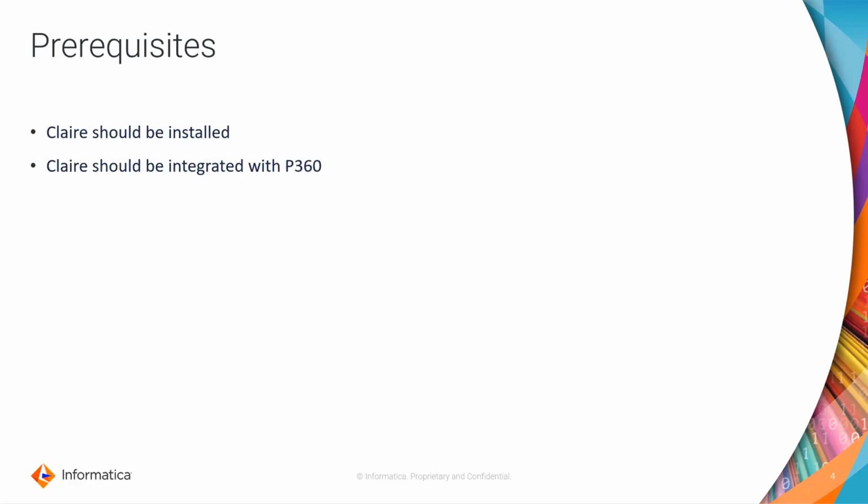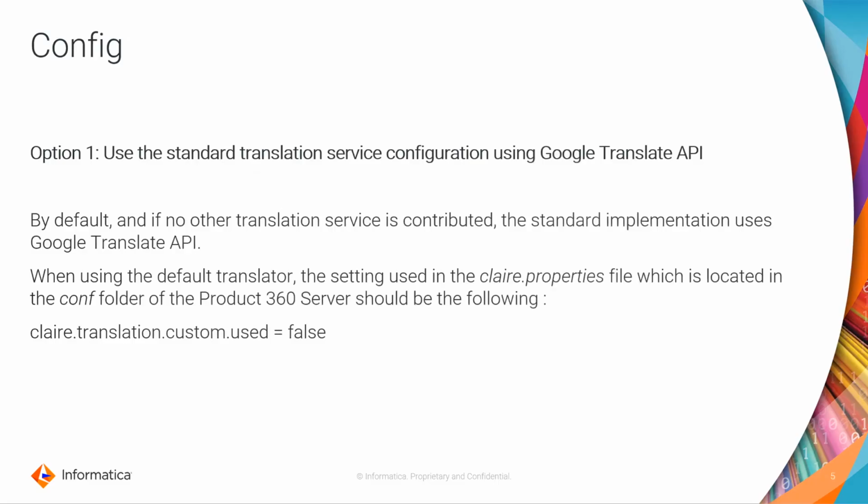Before you use translation, Claire should be installed and integrated with P360. There are two options to do Claire translation. One is to use the Google Translate API, another is to create your own API. Option one is the standard translation service configuration using Google Translate API. By default, if no other translation service is contributed, the standard implementation uses Google Translate API. When using the default translator, the setting in the clay.properties file should be set as false.